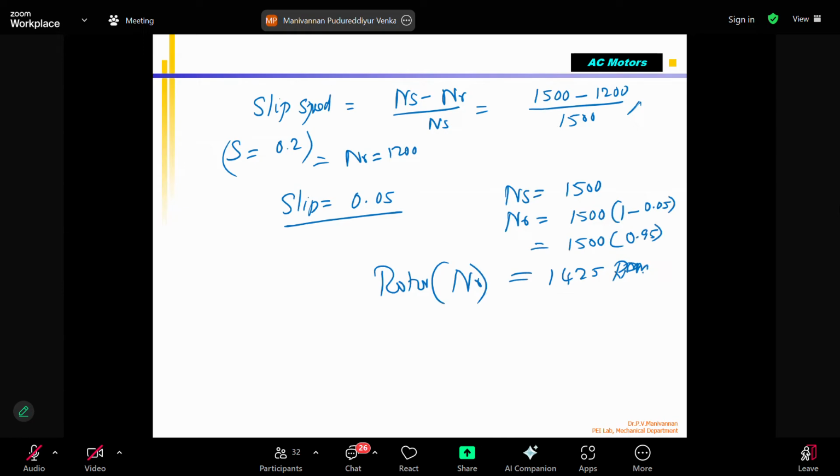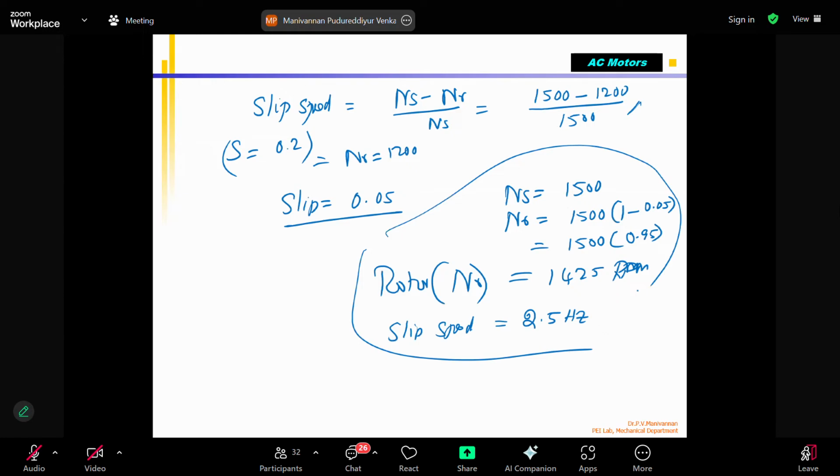Right? So for this, if you want to compute the slip speed, it is going to be 2.5 hertz. If you compute, 2.5 hertz. Okay. So these are a few things that I wanted you to know.